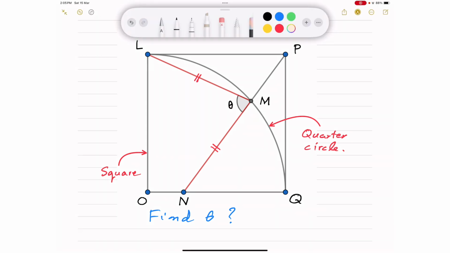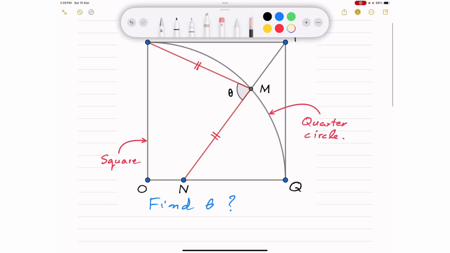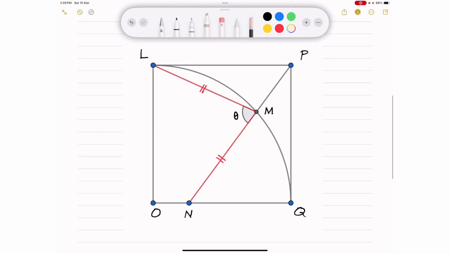To solve this problem, I have already created another figure. We have the square LPOQ, and the length of line segment LM is equal to the length of line segment MN, and we want to find theta, the angle between the two line segments. I'll present a very simple way to solve this. As I said, this is not an easy problem, so it requires quite some thinking to come up with the right solution.